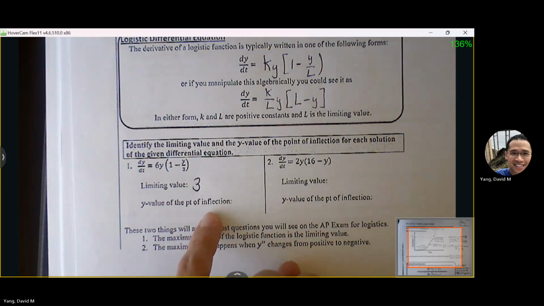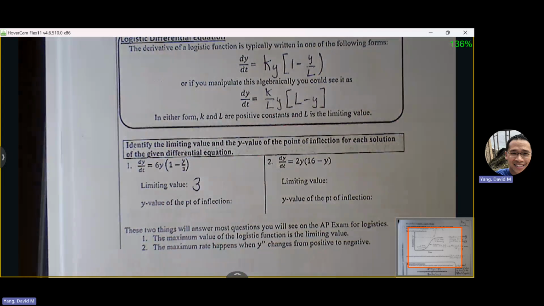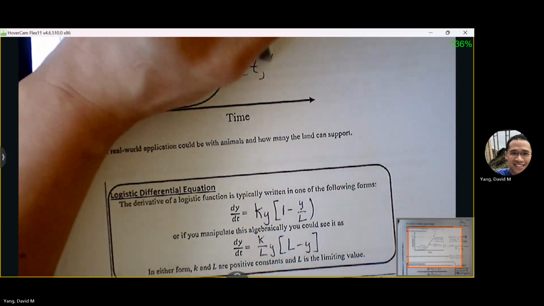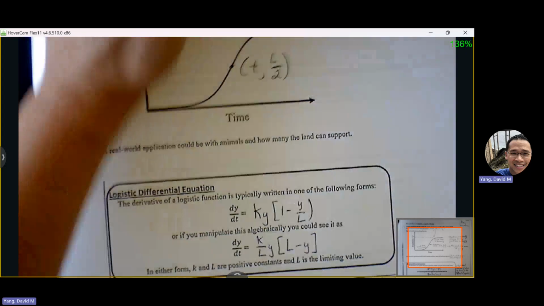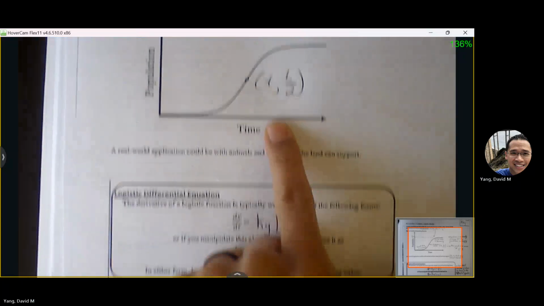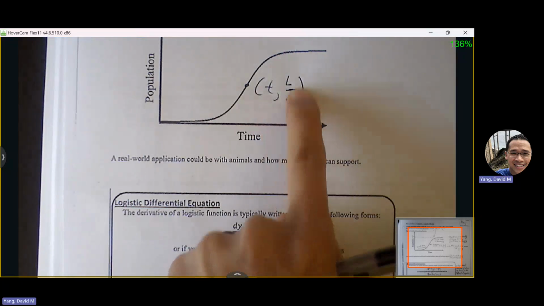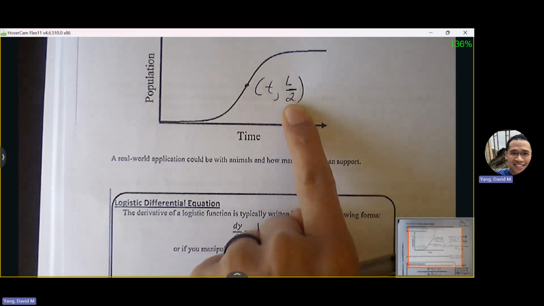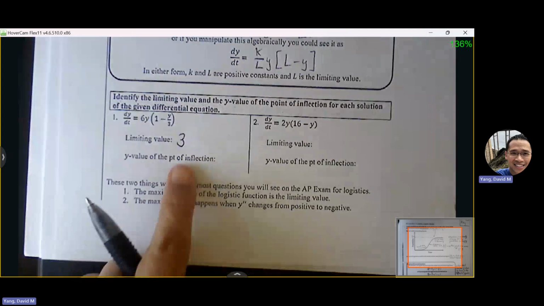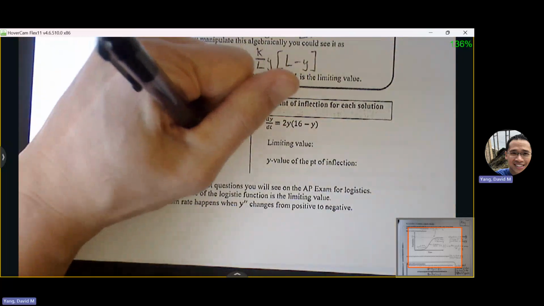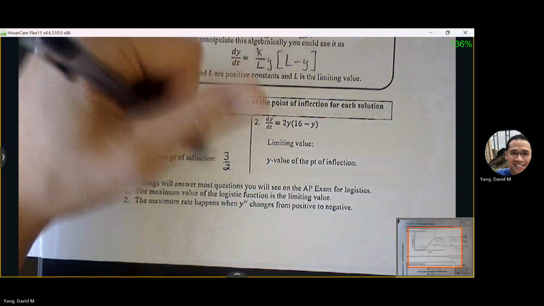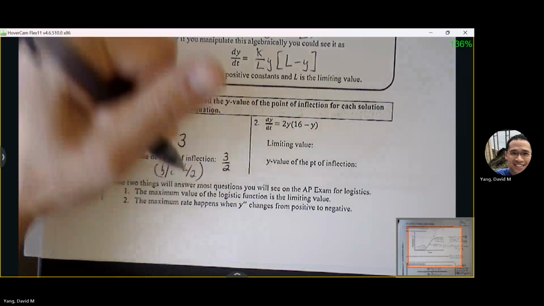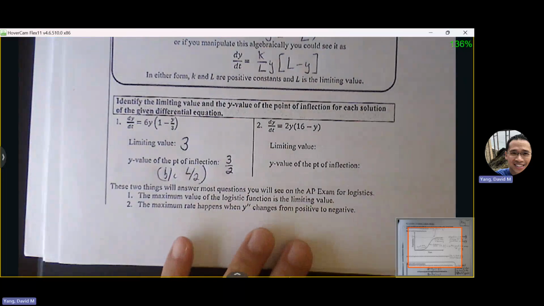The point of inflection is going to occur when it's L over 2. So the point of inflection is going to occur at the limiting value divided by 2. So when is that point of inflection going to occur then? 3 over 2, yeah. Because of L over 2.